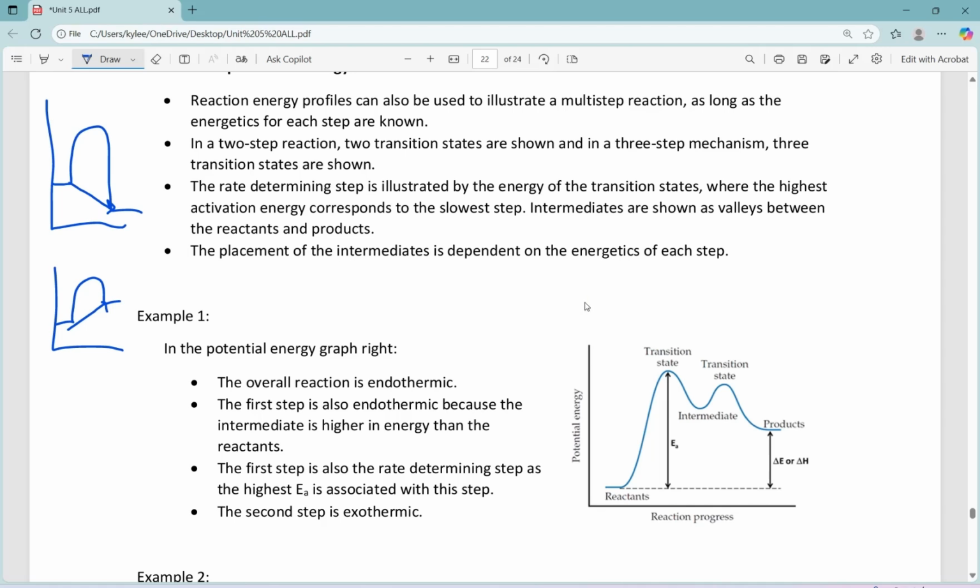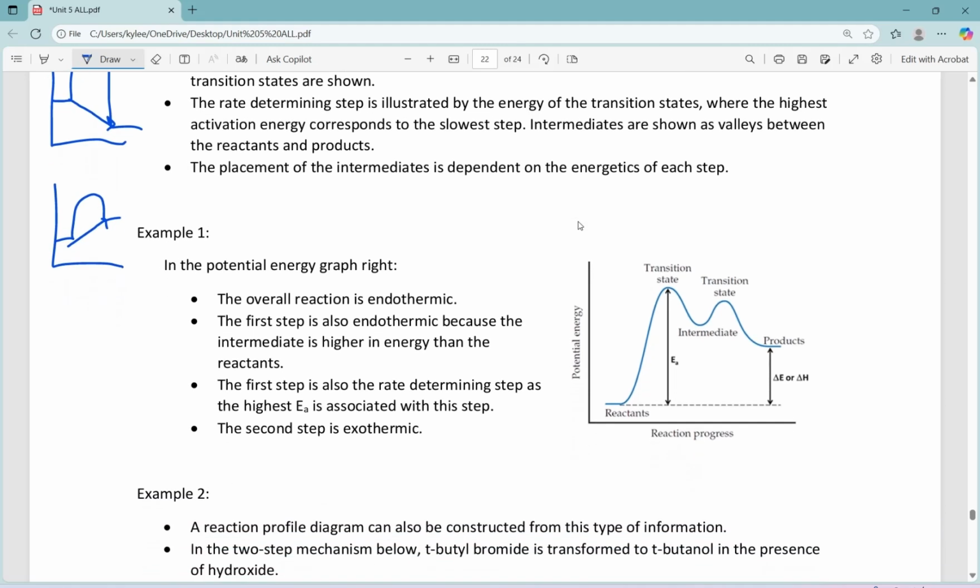So if I have a two-step reaction, I would have two peaks or two transition steps. If I had a three-step mechanism, I would have three peaks or three transition states. Remember, the rate determining step is going to be the highest activation energy. High activation energy means the reaction happens really slow, and low activation energies means that it happens really fast. The valleys in between peaks are where we have intermediates. So let's look at a few examples of what this might look like.